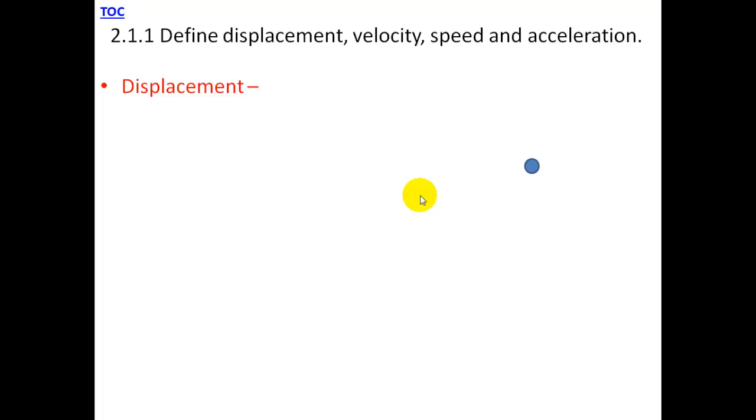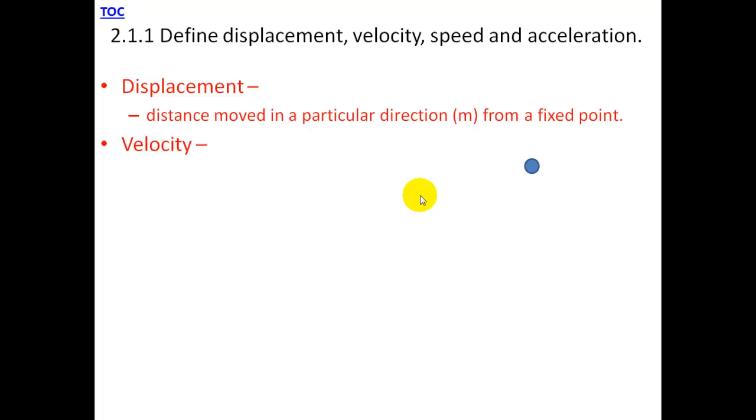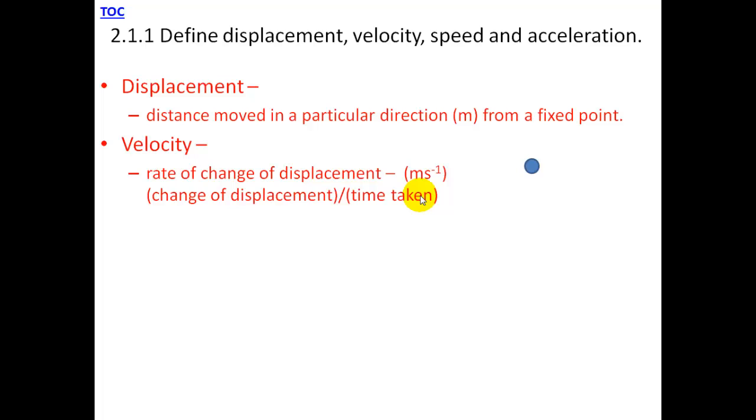Displacement. This is a distance moved in a particular direction from a fixed point. So it is direction and distance. Velocity is the rate of change of displacement. In other words, how the displacement changes with respect to time.